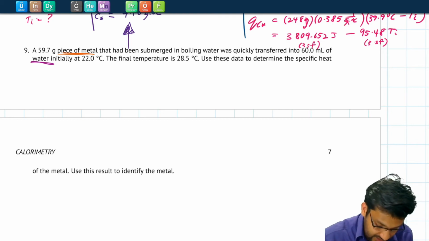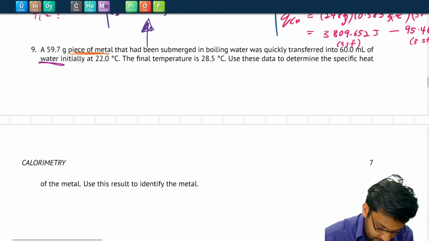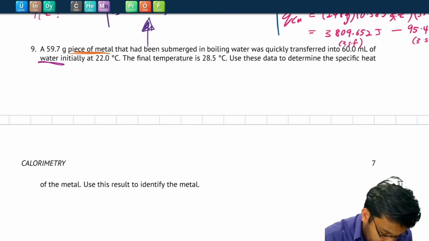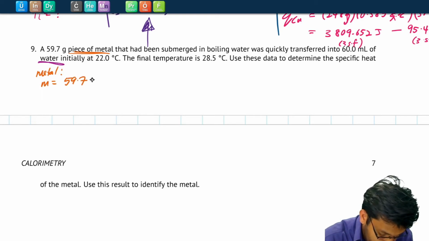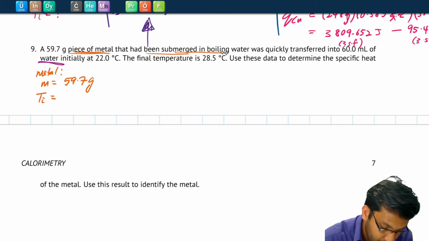Okay, let's see all the pieces of information that we do have. All right, so the piece of metal, so let's call it metal. We have the mass of 59.7 grams. We have initial temperature. So it says that the piece of metal had been submerged in boiling water.